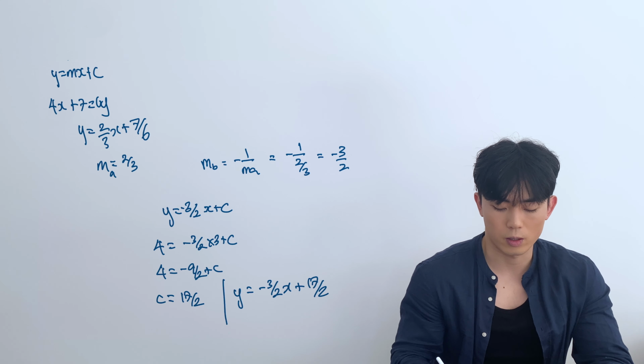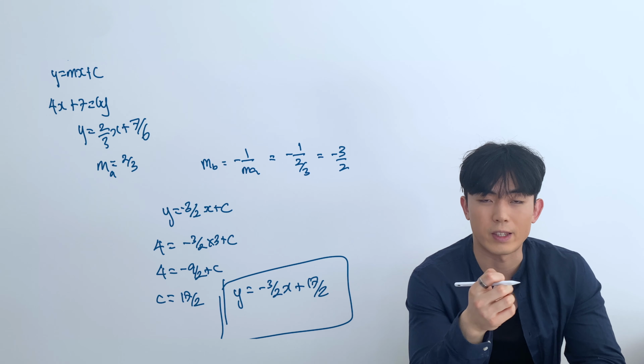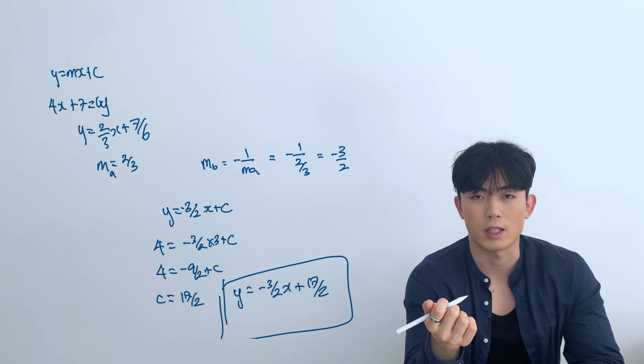Okay, so as long as you make it into the general form y is mx plus c, find the correct gradient, and use the correct gradient whether it's parallel or perpendicular, then we can find all these different types of lines.